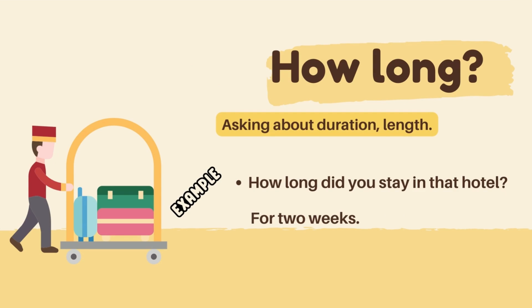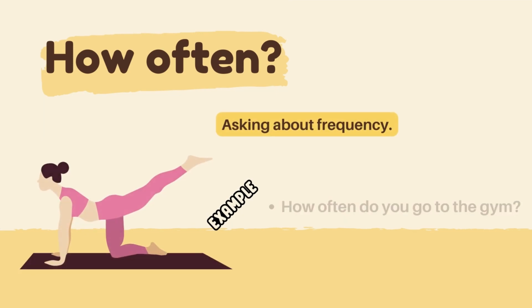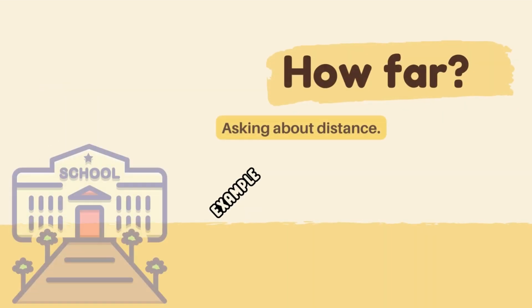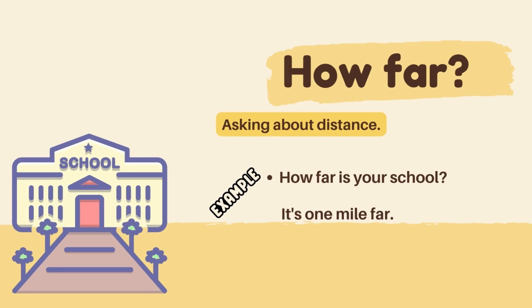We use how long for asking about duration, length. For example, how long did you stay in that hotel? For 2 weeks. How often is used for asking about frequency. For example, how often do you go to the gym? Twice a week.